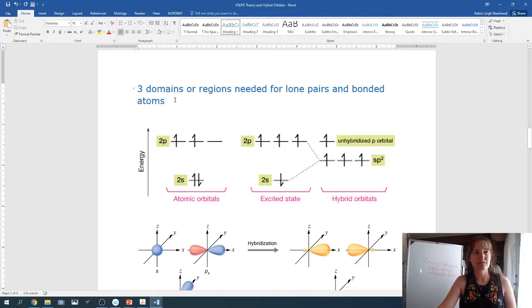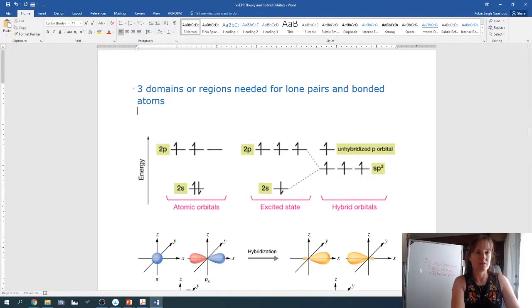So for sp2, you use an s orbital plus 2 p orbitals, and that creates 3 new sp2 hybrid orbitals and 1 unhybridized p orbital.